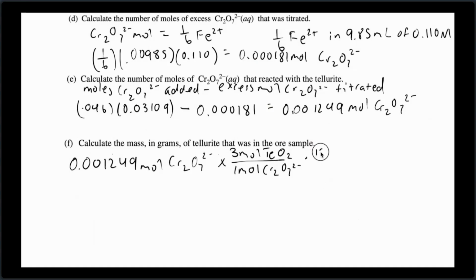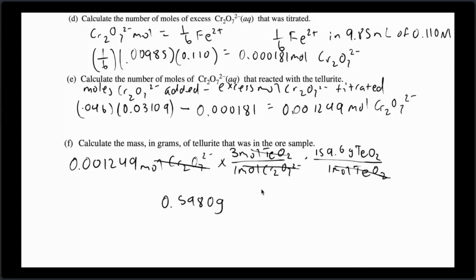To convert that into grams, we have to multiply by the molar mass, which was 159.6 grams of Tellurite. And you can find that from your periodic table, looking at the molar masses of each of the elements and adding them up. That'll be for 1 mole of Tellurite. Moles would cancel out, so we would get grams. So this is just this number times 3 times the molar mass. And your answer would be 0.5980 grams for the Tellurite that was in the ore sample.